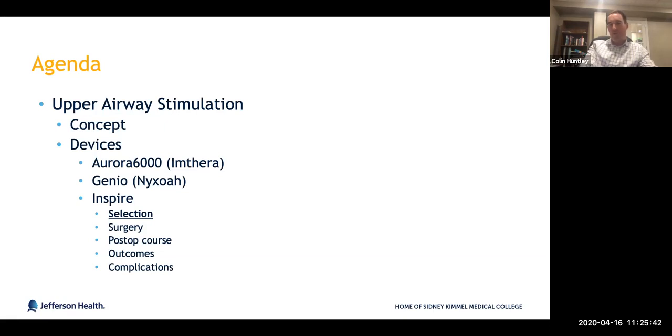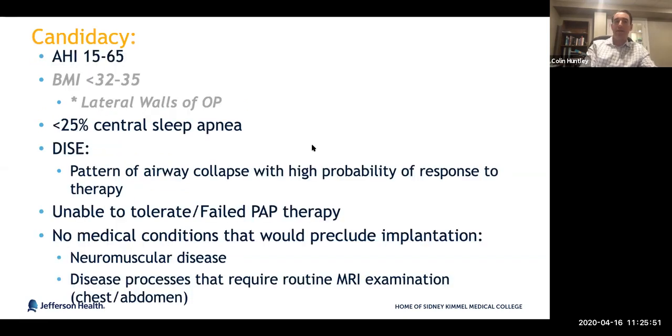So who's a good candidate for this? This is a bit of a moving target. Actually, just yesterday we heard that some of the insurers have now increased the BMI cutoff. So in general, AHI candidacy is moderate to severe disease. Most insurance companies will say an AHI between 15 and 65. Blue Cross, at least in our area, as of yesterday, has gotten rid of that upper limit. So anyone above 15 is now a candidate.